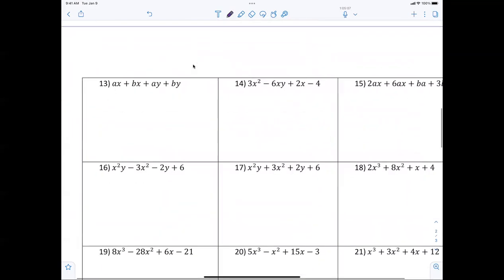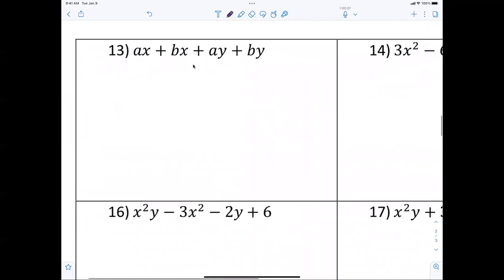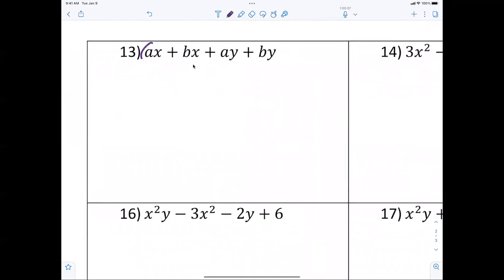Now we're on 13. Factoring by grouping. So let's just keep going. Lila, what do we got? What's common?